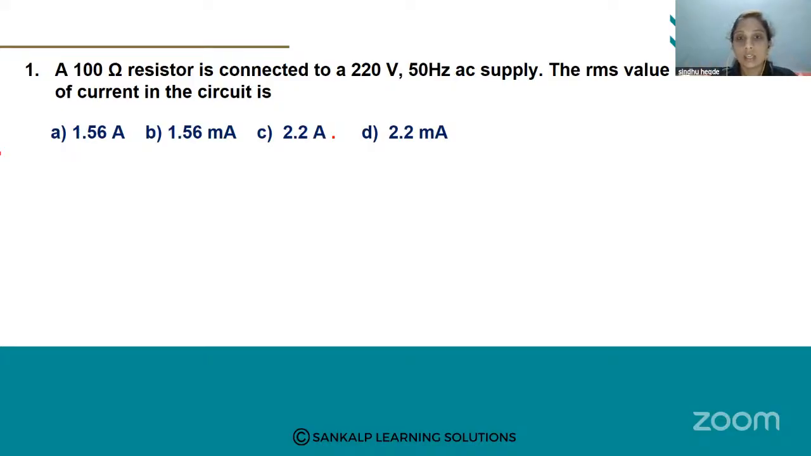Firstly, here they give a 100 ohm resistor.